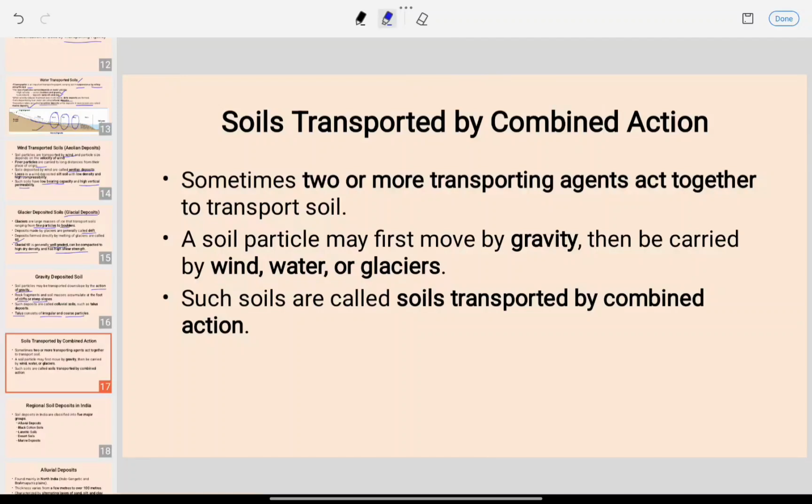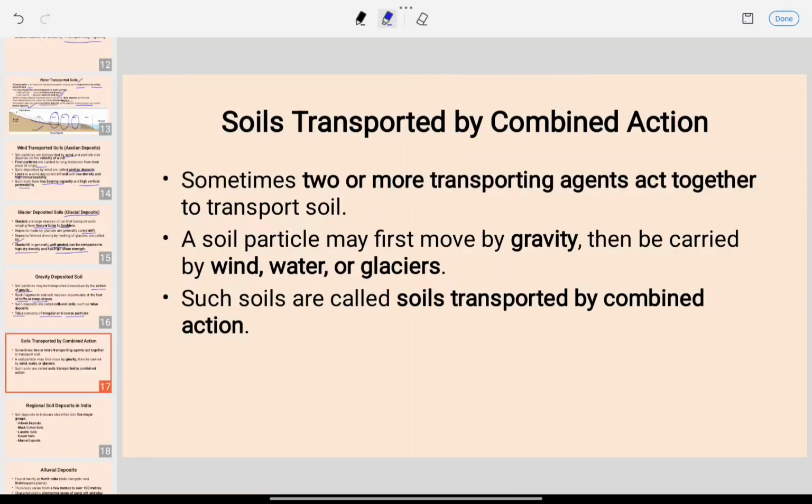So far, we have studied soil transportation by individual agents like wind, water, glaciers, or gravity, but in nature, soil movement does not always occur by a single agent. Sometimes two or more transporting agents act together to move the soil particles from one place to another. For example, a soil particle may first move downward due to gravity, and then it may be further carried by wind, flowing water, or glacier.